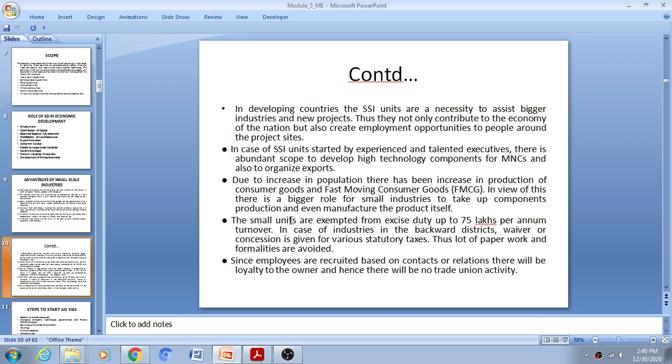Alright, and then also the government provides you with a lot of concession schemes, right? So due to which a lot of paperwork can be saved, right?